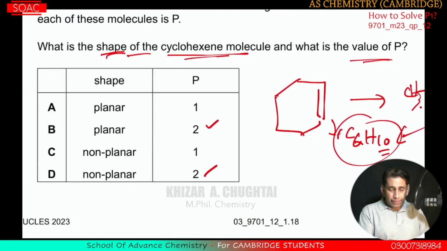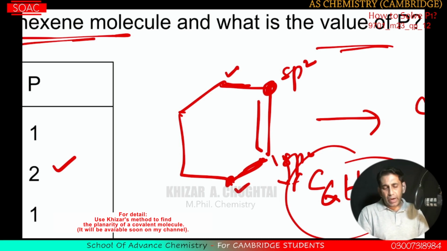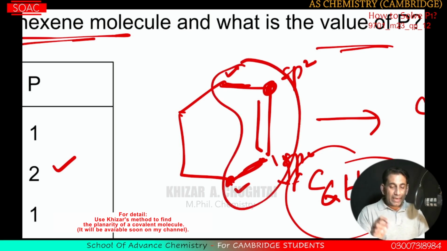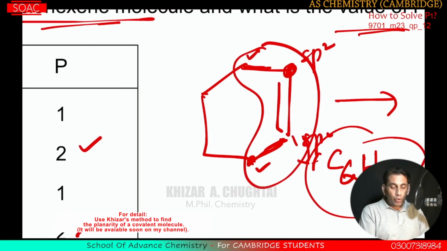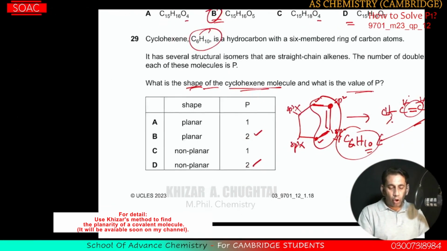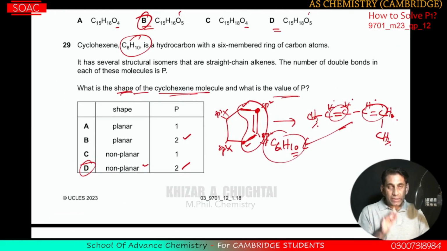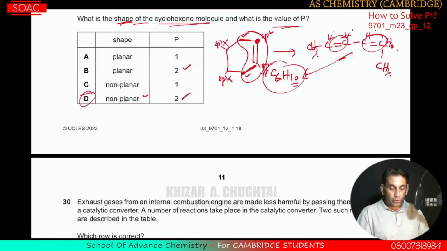What about its shape? Its shape is planar or non-planar. This is an sp2 hybrid carbon. This is sp2 hybrid. This carbon is also linked with an sp2 hybrid. This carbon is also having a linkage with an sp2 hybrid. So this portion of the molecule is lying in one plane. But you know, this carbon is sp3. It is not in the same plane. This carbon is sp3. Again, it is not lying in the same plane. So overall, this is a non-planar structure. So D is the correct option.